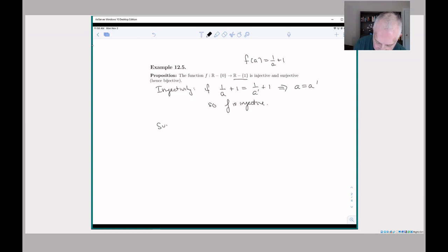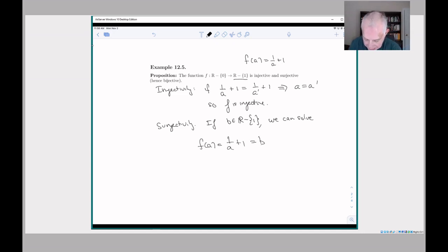And for surjectivity, if B is in the codomain, we can solve f of A, which is 1 over A plus 1, equal to B, and get A is 1 over B minus 1, which is valid, since we know that B is not equal to 1, since 1 is not in the codomain of f. We deleted the problem point.